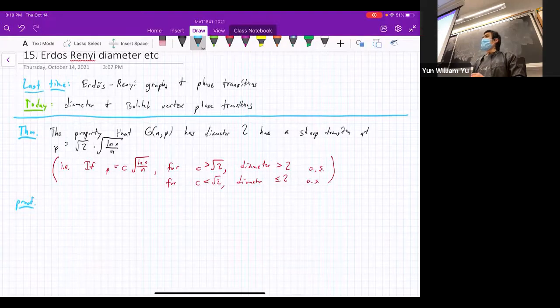Is diameter like the length, the longest? Yeah, the diameter is the longest distance between any two nodes.